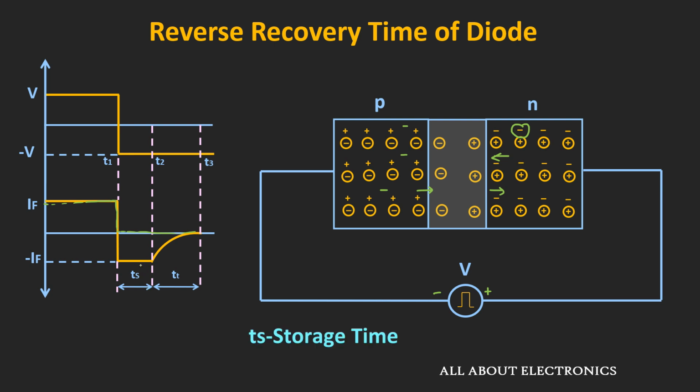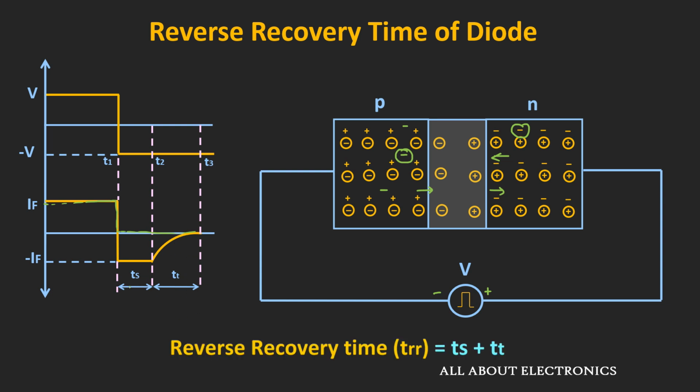This time is known as the storage time, and it defines the time required by the minority carriers to return to the majority carrier state. That means it is the time required by these electrons to move back into the N-side region. And once the storage time has passed, the current will start reducing. That means once the electrons enter the N-type region, the current will start reducing, and eventually it will become 0. This time is known as the transition time, and the summation of the storage and transition time is known as the reverse recovery time.